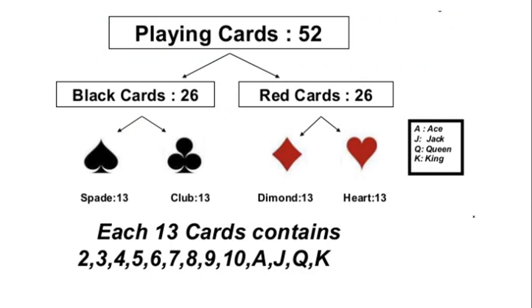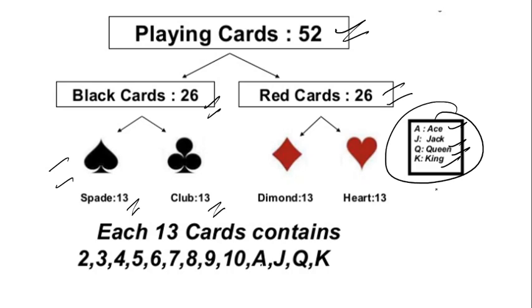Next, there are some problems regarding playing cards. There are a total of 52 playing cards. Out of 52 there are 26 black cards and 26 red cards, with two black suits and two red suits. Spade contains 13 cards, club also has 13, diamond 13 and heart 13. These 13 cards are 2, 3, 4, 5, 6, 7, 8, 9, 10, and then A for Ace, J for Jack, Q for Queen, and K for King. These four are known as face cards.